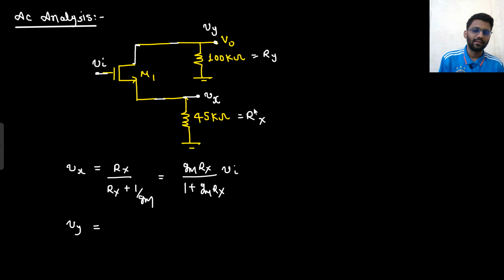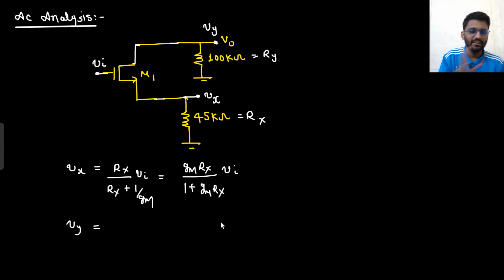And what will be Vy? For Vy, it is simply acting as a common source amplifier with degeneration. If you can't remember the formulas, you can simply derive it as well. It will not take you that much time. Simply for Vy, forget about Vx. You just need to find V0 by Vin.